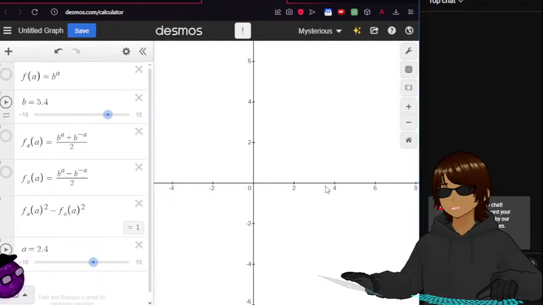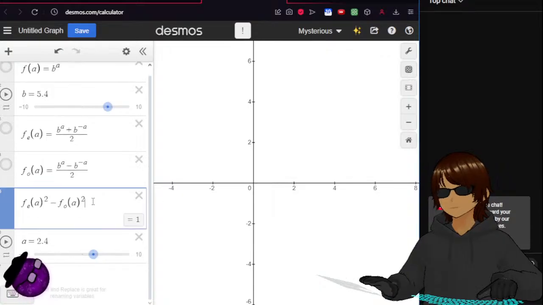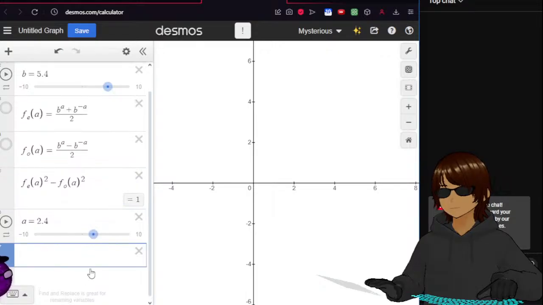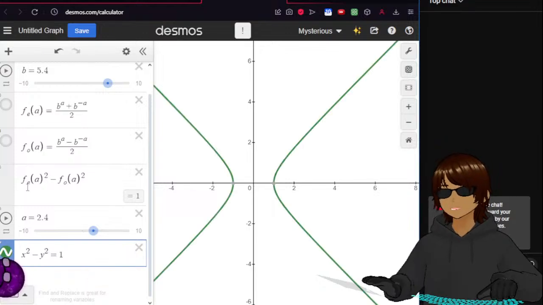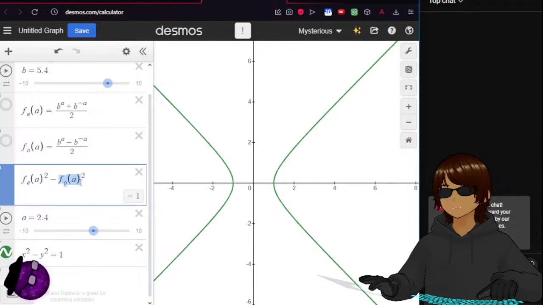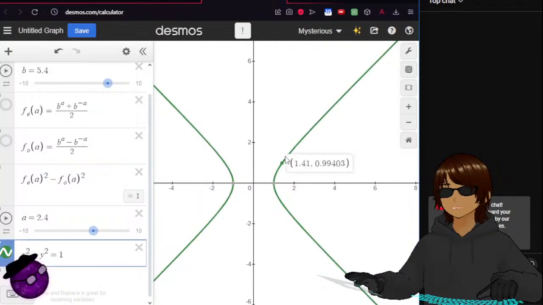And if I do plot it, let's say x squared minus y squared equal 1. I can use the even function to define x, and I can use the odd function to define y. So if I plot this on the y-axis and plot this on the x-axis for different values of a, this line will be plotted.